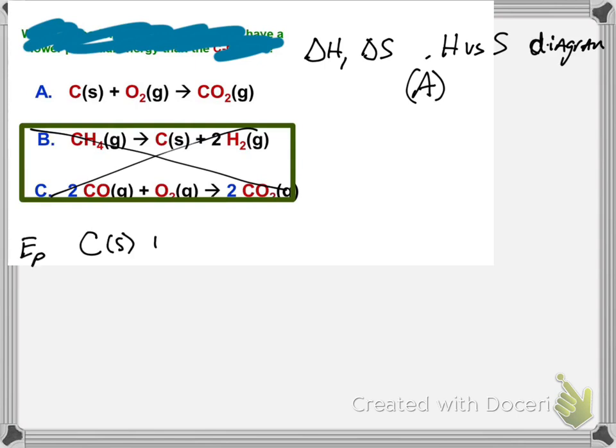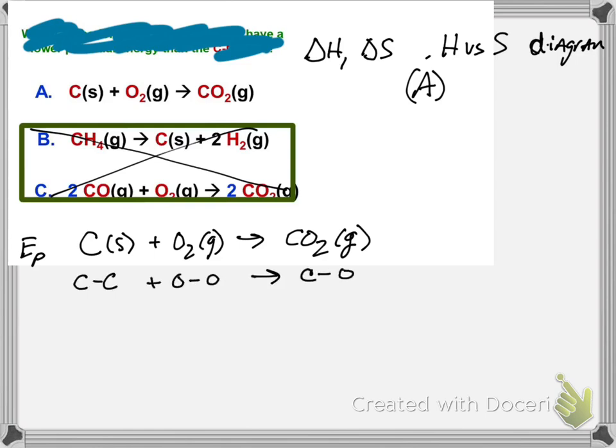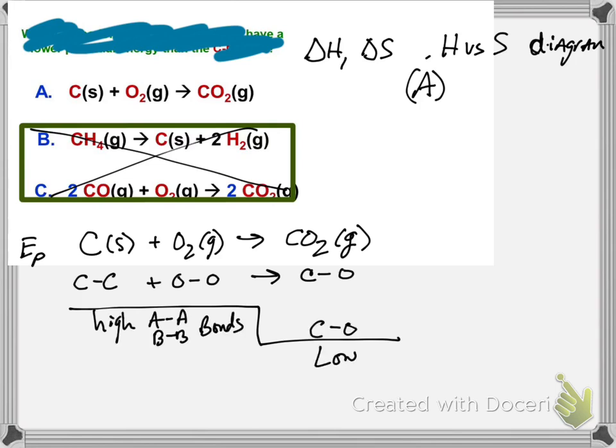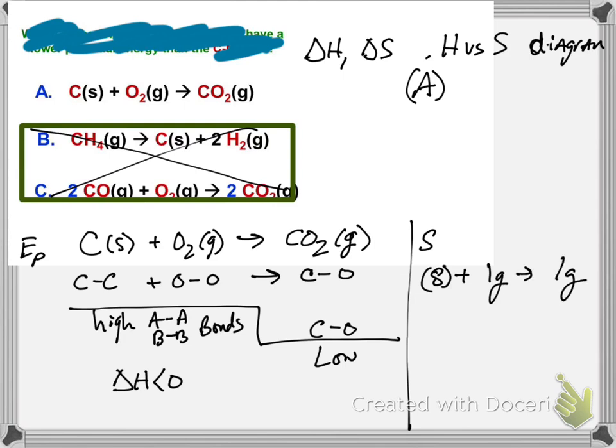We start with carbon and oxygen reacting to make CO2. That means we have carbon-carbon bonds plus O=O bonds going to C=O bonds. So just like before, we have high to low. Delta H is less than 0. If we go to the entropic argument, it's a more interesting case. We have solid plus gas making one gas. We ignore the solid here.